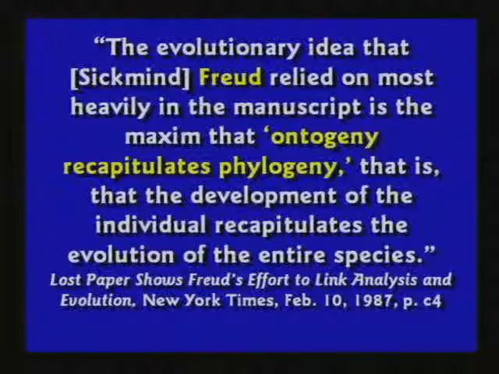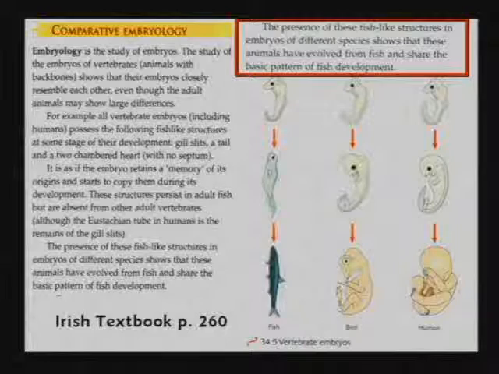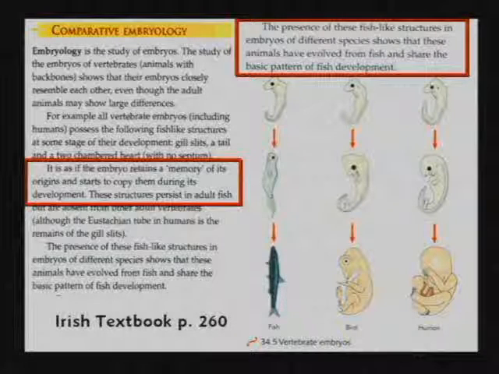This is what was taught in 1869, started by a guy named Ernst Haeckel. This textbook says, boys and girls, the presence of these fish-like structures in embryos of different species shows these animals have evolved from fish and share the basic pattern of fish development. It's as if the embryo retains a memory of its origins and starts to copy them during its development. These structures persist in adult fish. They say the embryo of a human has gills like a fish.